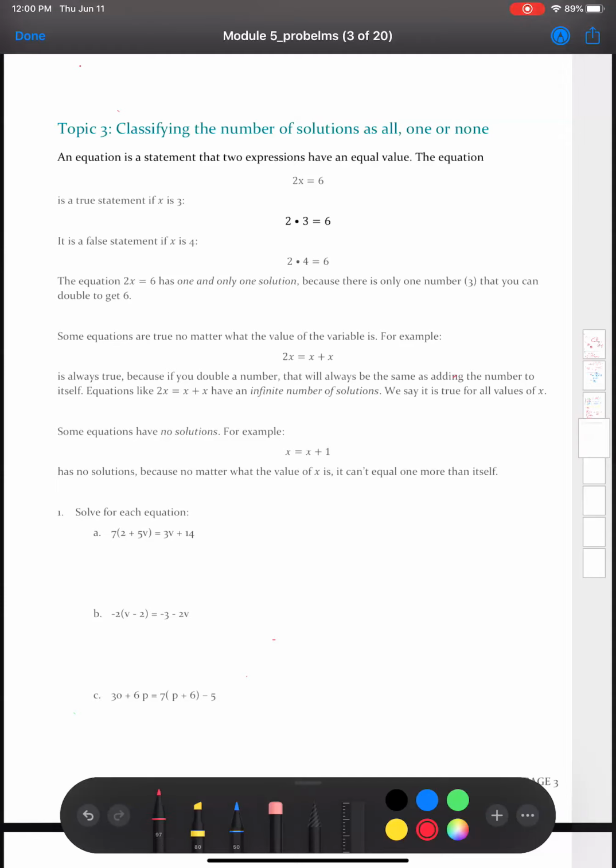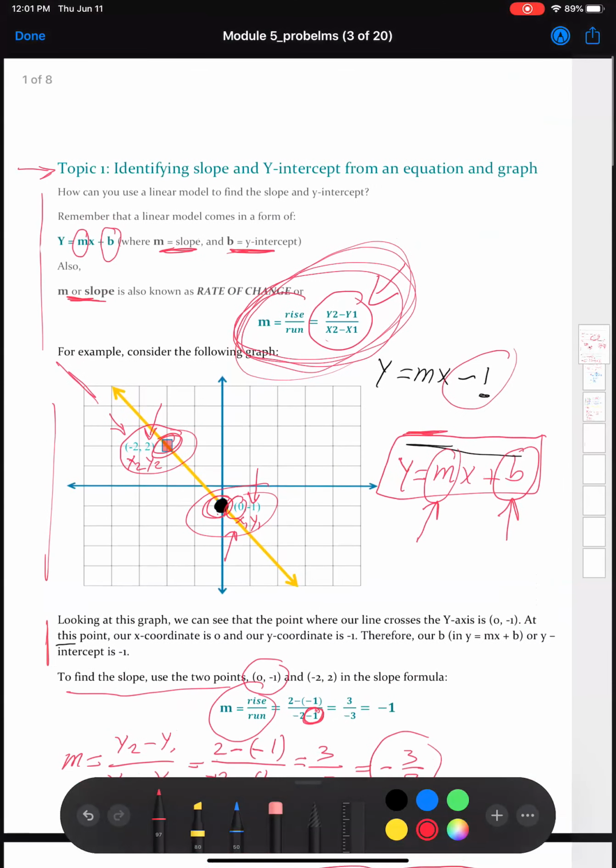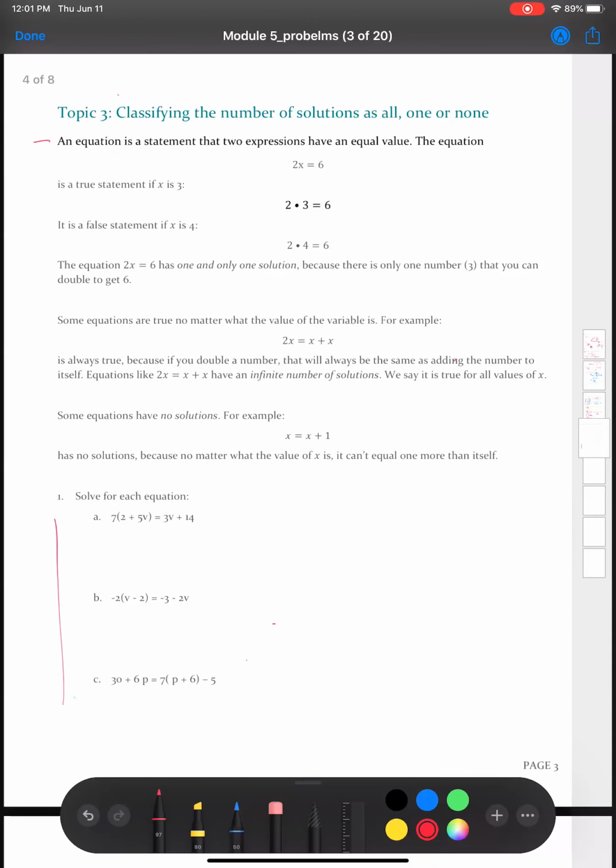All right, so let's read through the explanation here. The goal is to classify these equations down here as having all solutions, one, or none. The way we do that is like this. An equation is a statement that two expressions have an equal value. For example, the equation 2x equals 6 is a true statement if x equals 3.